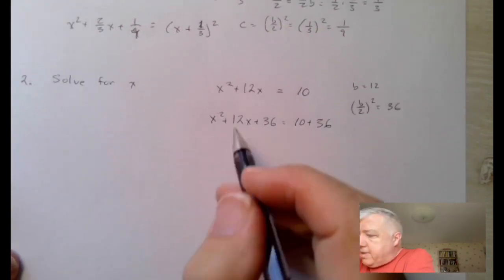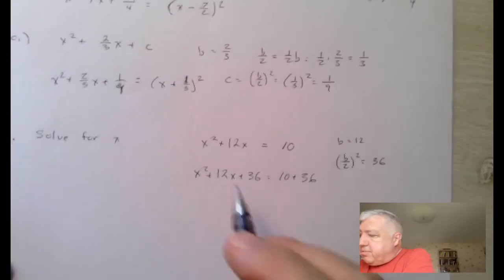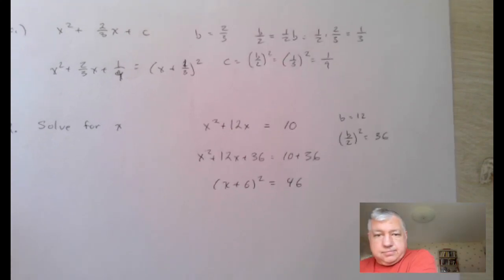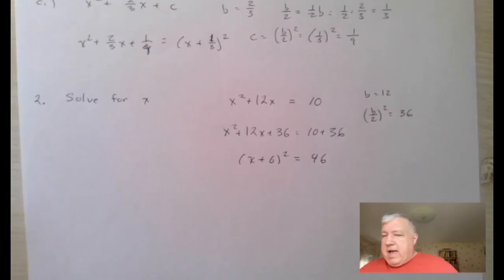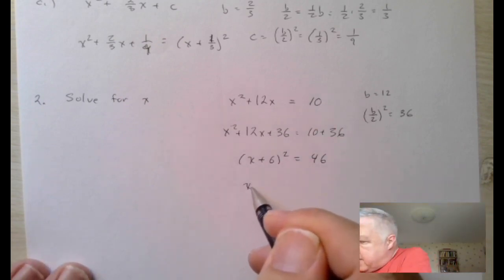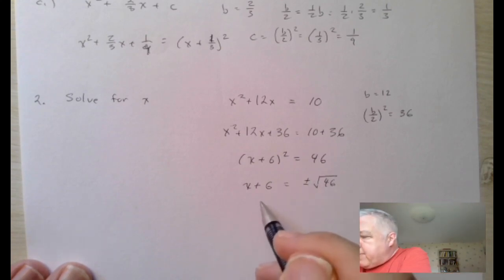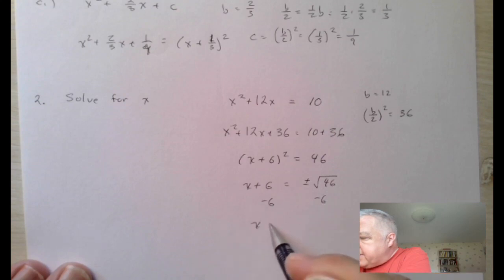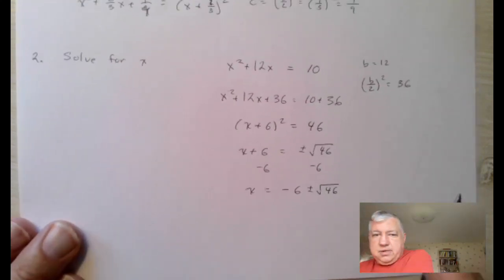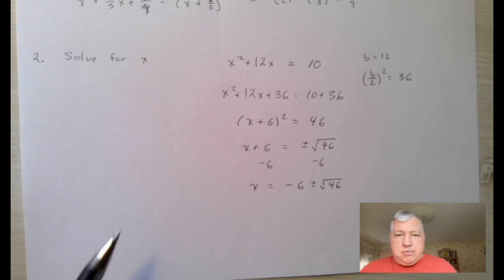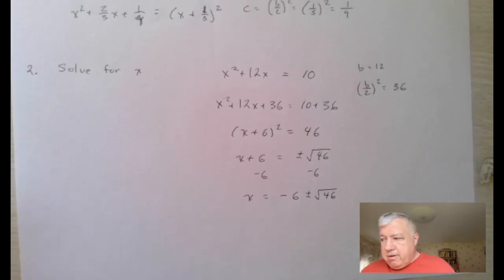And then this, we know this is just x plus 6 squared. And this is 46. And so now this is an equation we should know how to solve, right? We can just take the square root of both sides. So this is going to be plus or minus the square root of 46. And then subtract 6 from both sides. And you get x is going to be negative 6 plus or minus the square root of 46. Okay. So that's how we can do this. This is called completing the square.